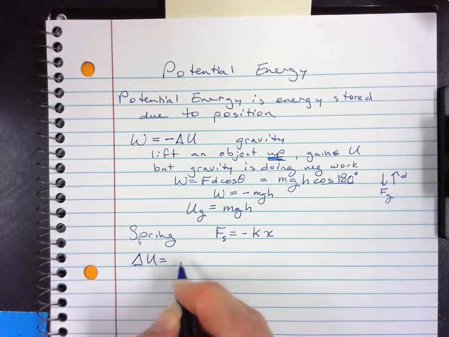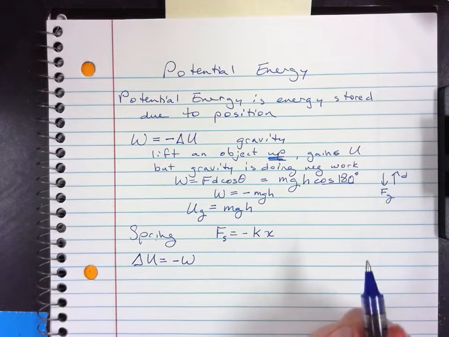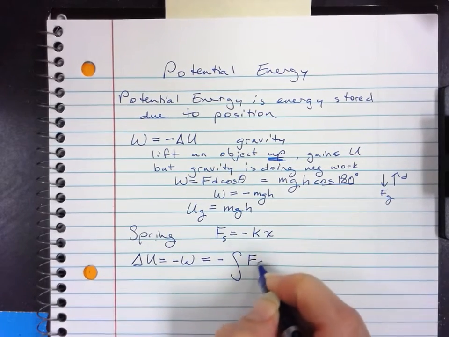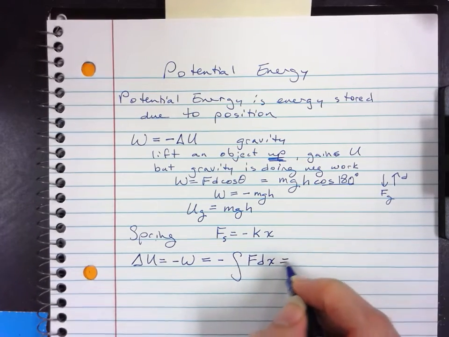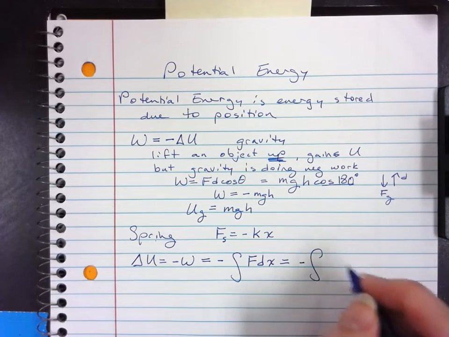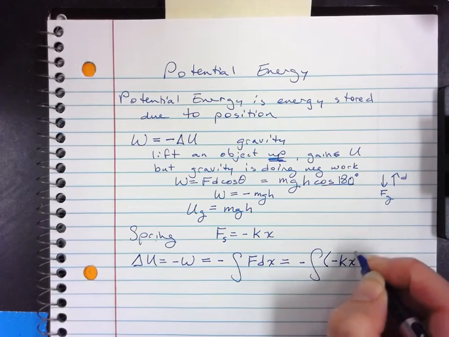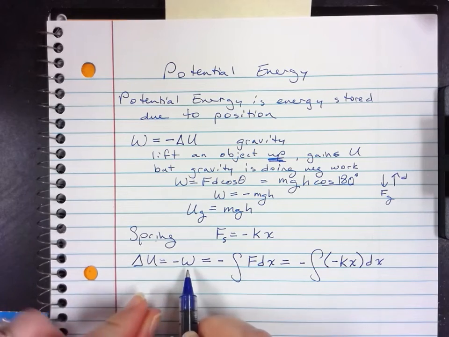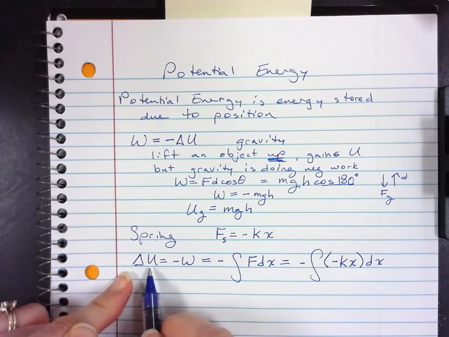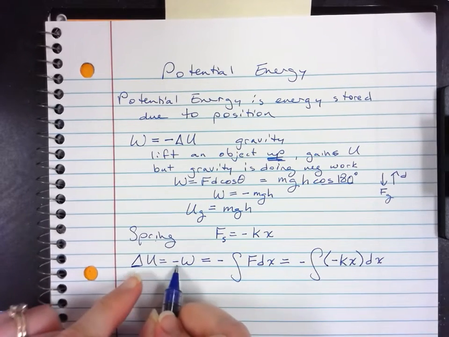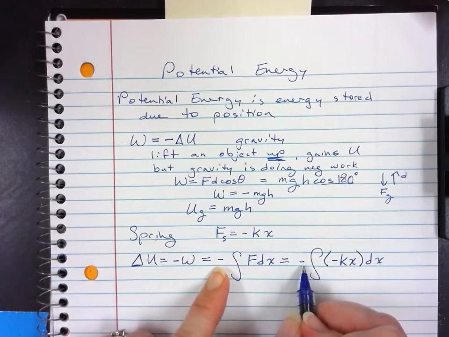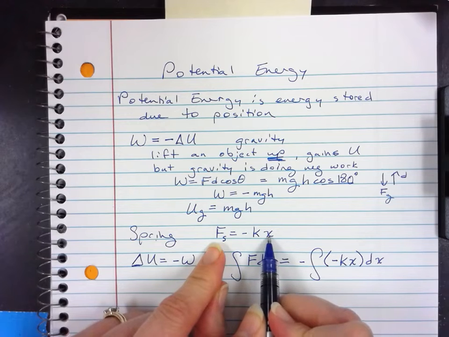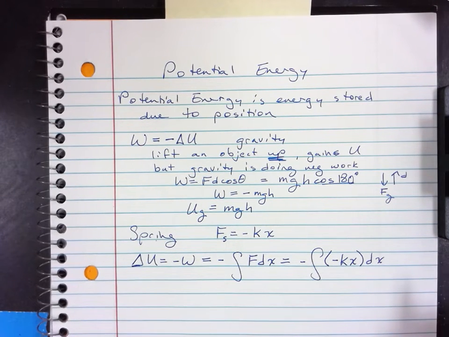So the change in potential energy is the negative work done. You know work is the integral of f dx. So we need to integrate, negative kx dx. So this negative sign comes from the definition. Work done by a force and the potential energy associated with that force are opposite signs. So that's where the outside one comes from. The spring force is in the opposite direction of the displacement of the spring. So that's where this negative sign comes from.